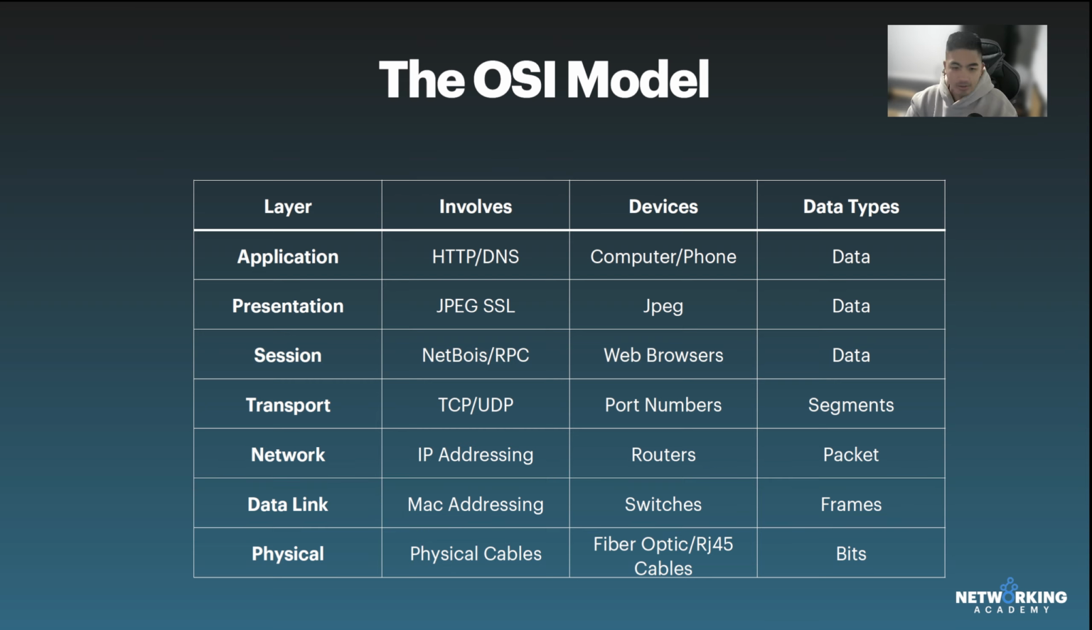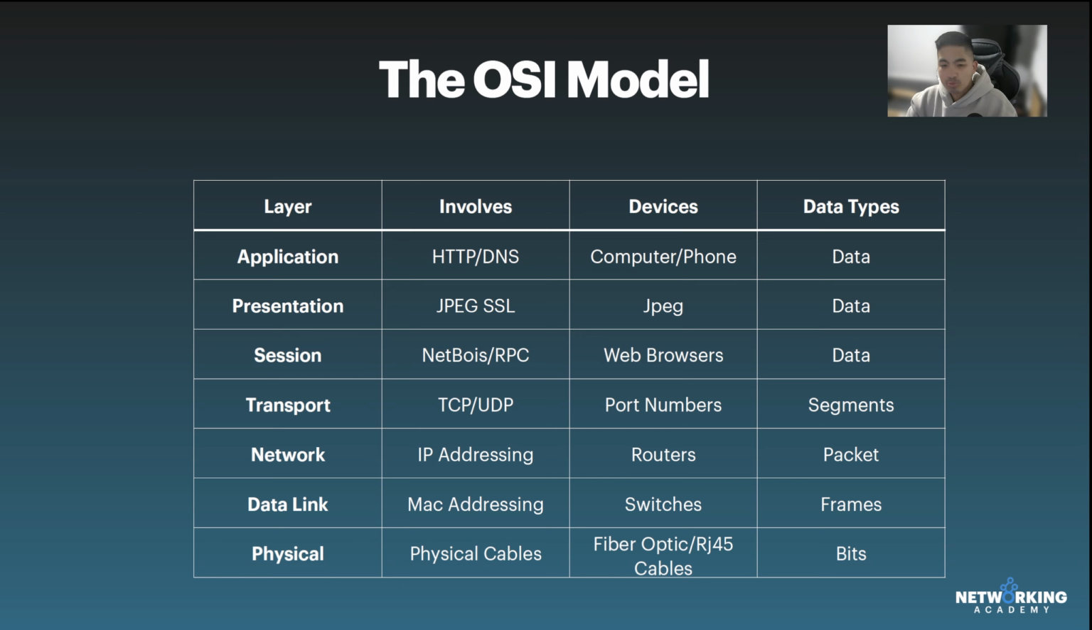Next up, the network layer. The network layer is responsible for routing. It uses IP addresses to determine the best path for data to travel across different networks. Routers operate on this layer.